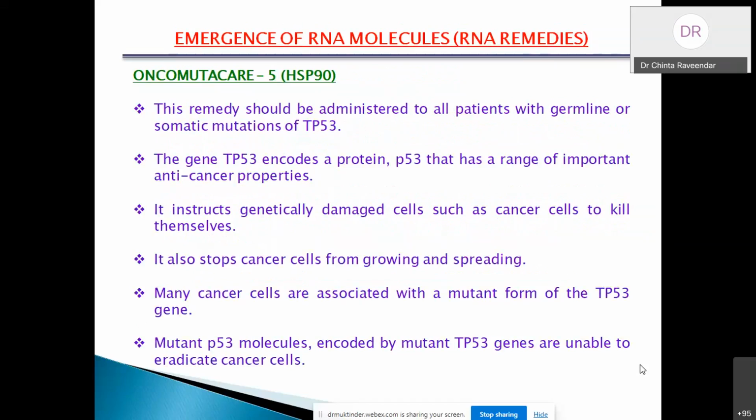This remedy should be administered to all patients with germline or somatic mutation. Here, let me share something about this P53 gene. See, you have all experienced that P53 is the quarterback of cancer immunology, the quarterback of the whole cancer biology. This is like a king. If it is wonderfully there, nothing is going to happen. If it gets out of order, people will get cancer. So this P53 can also be there in mutated form.